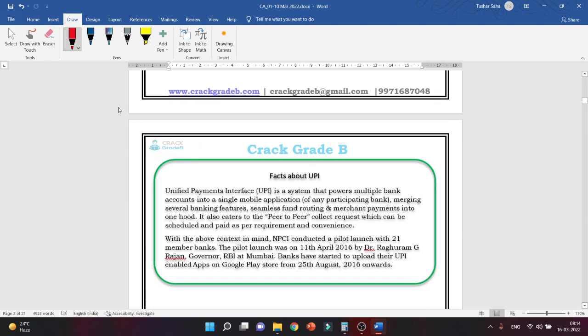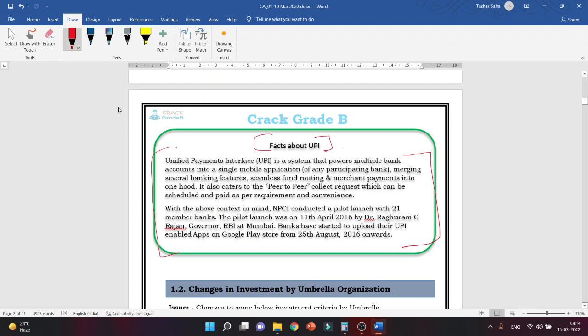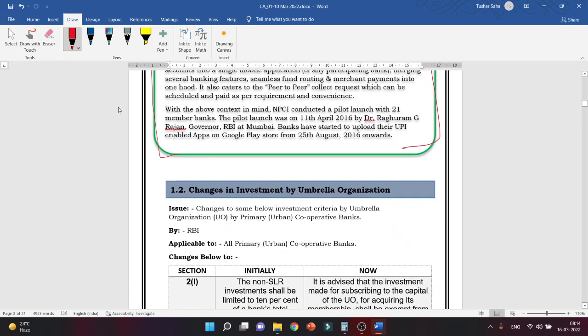As you all know, in the current affairs material, we put some facts on the issue, so you don't have to search anywhere for the static part. Then let's go to the next one.